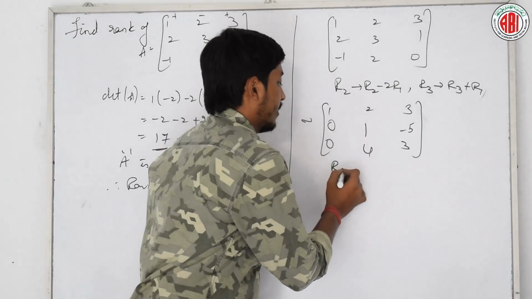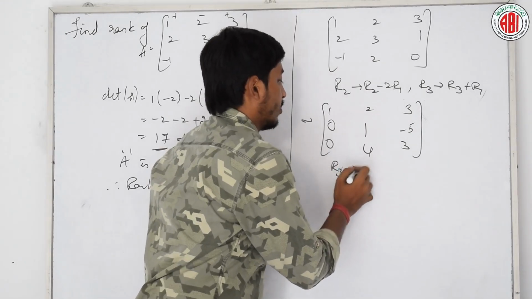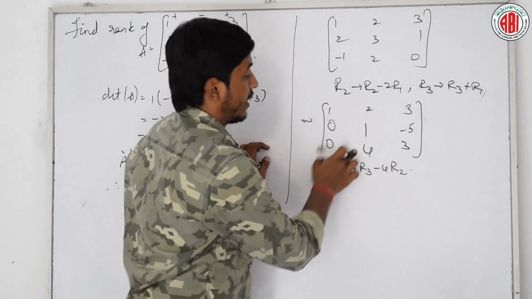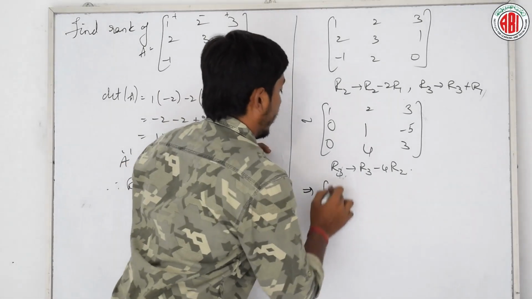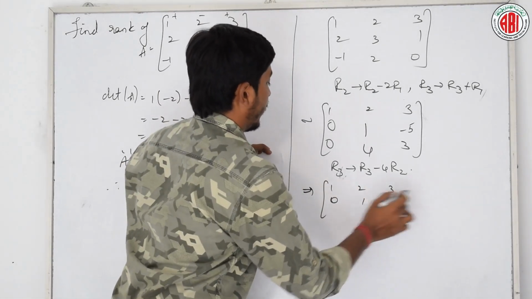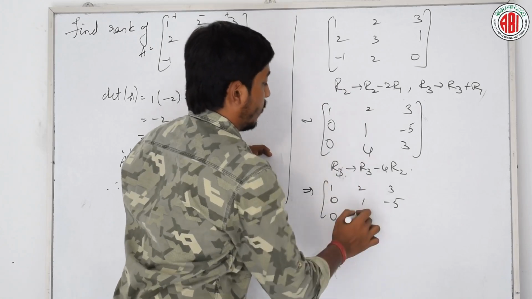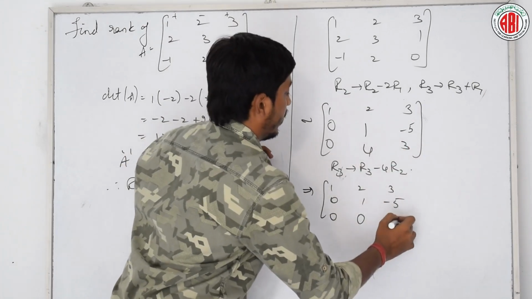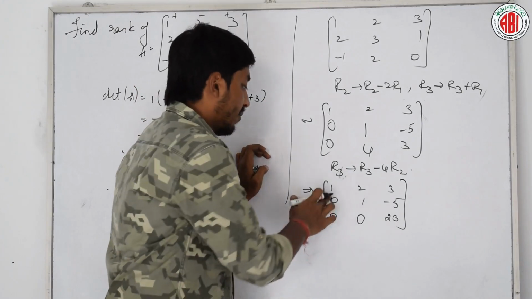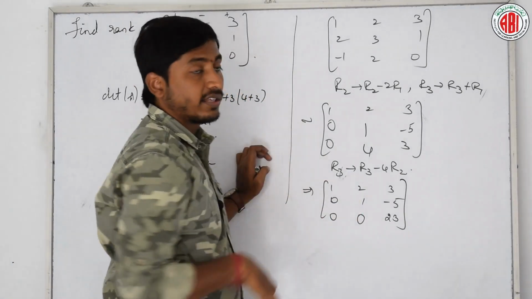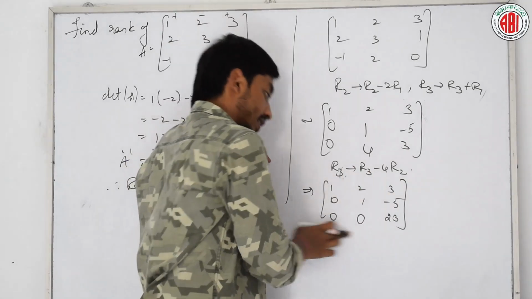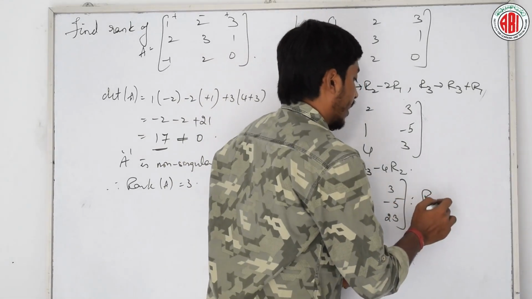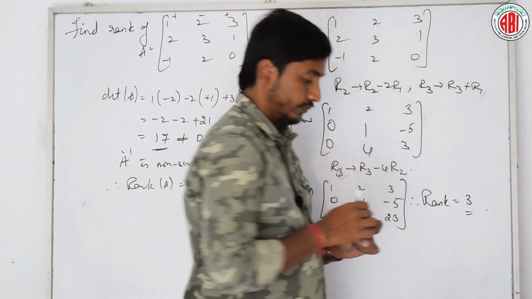How? That is R3 tends to R3 minus 4 R2. Okay. Multiply this by 4 and subtract from this. Fine. 1, 2, 3, 0, 1, minus 5. Here 0. Here 4 minus 4 is 0. 3 minus 4 into minus 5, plus 20, this is 23. Okay. After making these three elements zeros, how many non-zero rows are there? This is non-zero. This is non-zero. This is also non-zero, because at least there is one element. Therefore, rank is 3. Is it clear?